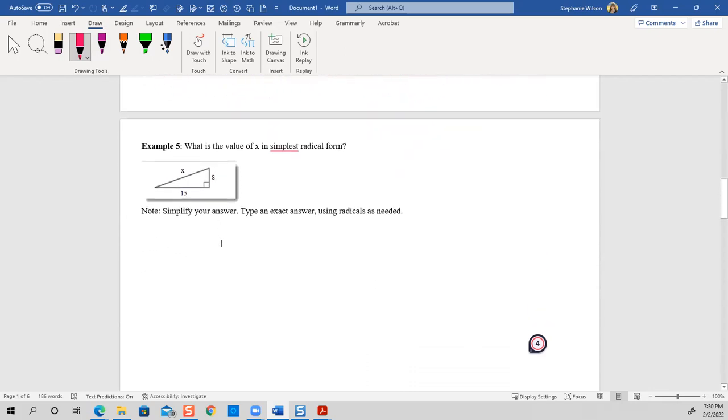Example 5 says, what is the value of x in the simplest radical form? All right, so we're talking about a right triangle, so we're going to use a squared plus b squared equals c squared. We know what a is and we know what b is, we just don't know what c is. C in this case is called x. So let's just plug in: c squared equals 15 squared plus 8 squared.